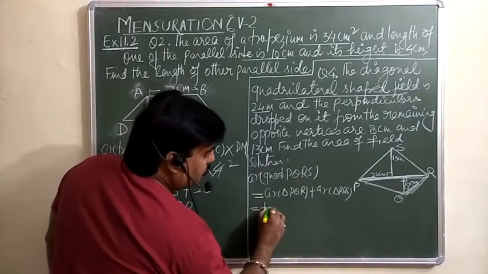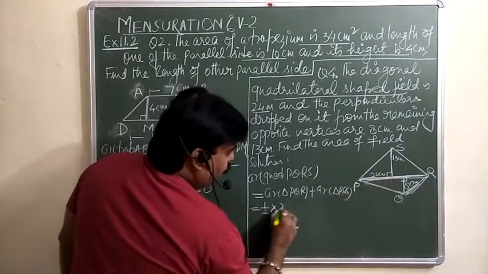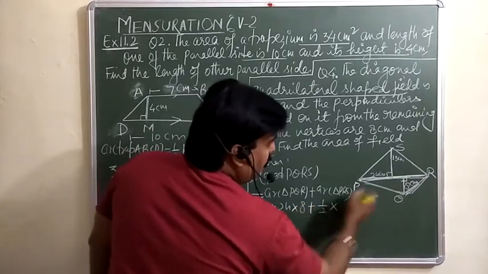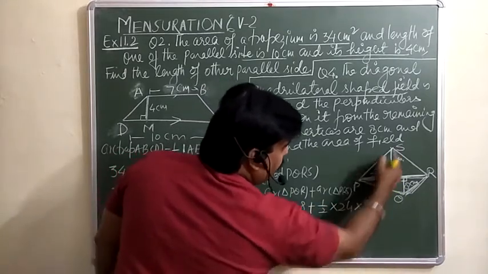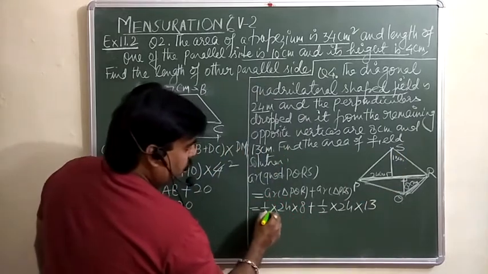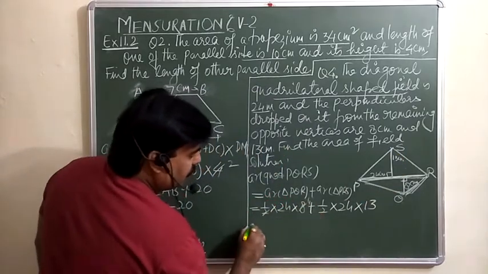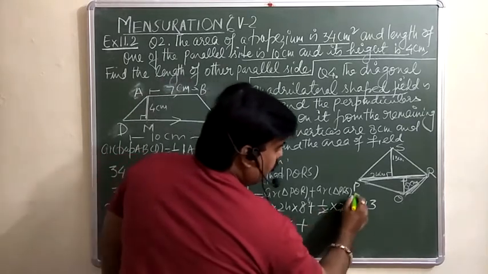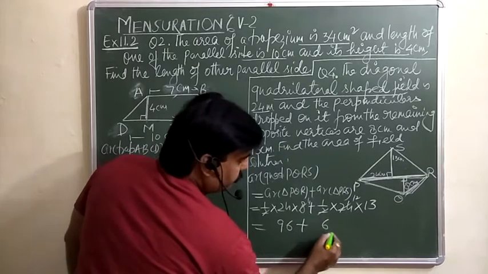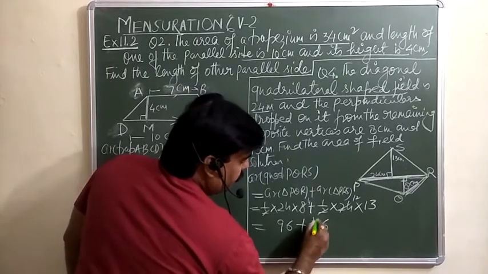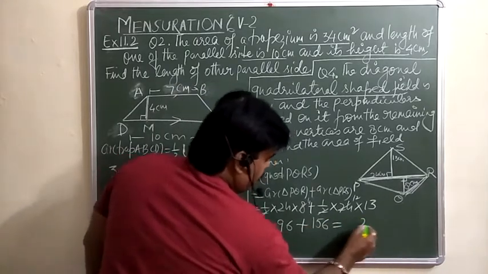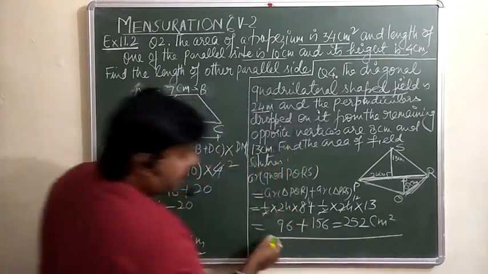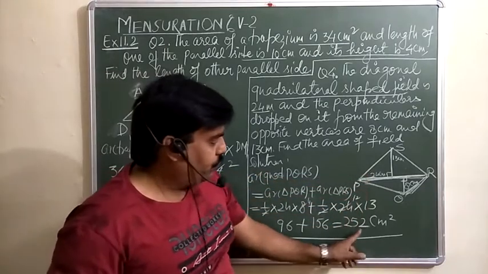Area of triangle PQR will be 1 over 2, base 24, perpendicular is 8. Similarly 1 over 2, base is common in both the triangles, this is your 24, and perpendicular is 13. So this is 96 plus here is 156. You can add them, 6 and 6 is 12, carry 1, 10, 5, 252 centimeter square. So area of this one will be equal to 252 centimeter square.